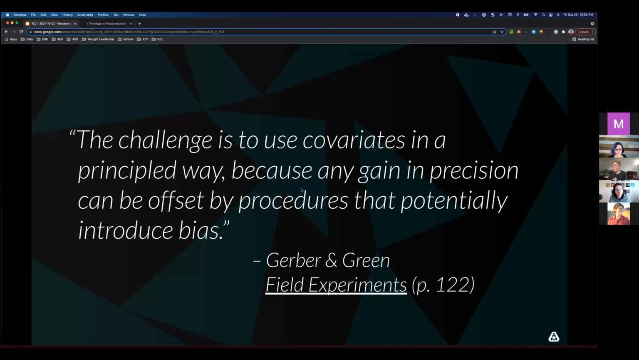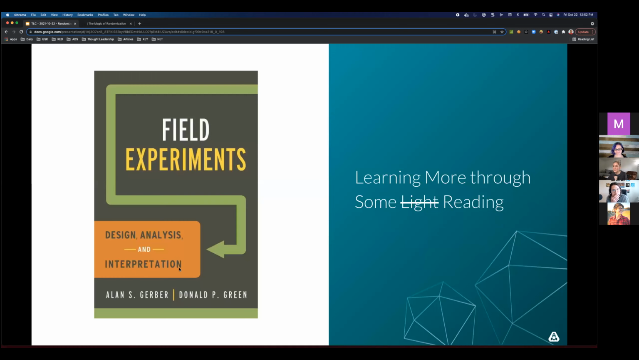And so this is a quote that I love from a book Tim and I have been reading a lot, but really it's the balance of using covariates to your benefit, but not falling into the trap of introducing more bias. And that book, of course, is Field Experiments, which is a great book if you want to learn more about this and read a lot of dense chapters, but I do think it's written really well. So always a plug for our favorite book.